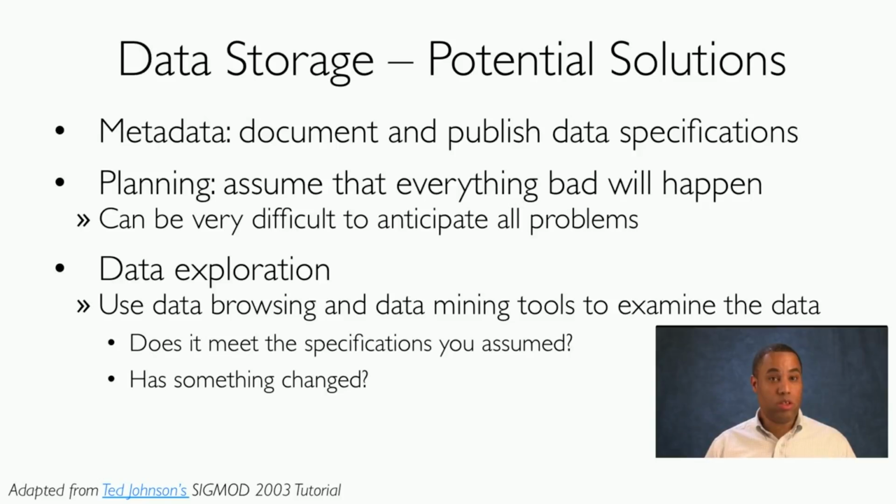Potential solutions are to make sure that you document and publish the data specifications. Track that metadata very carefully. Good planning can also help. Assume that everything bad will happen and then plan for it. This can be very difficult, however, to anticipate all the potential problems. Also consider using data exploration. Browse the data or use data mining tools to examine the data and make sure that it meets the specifications that you've assumed, or to determine has something changed that you didn't expect.